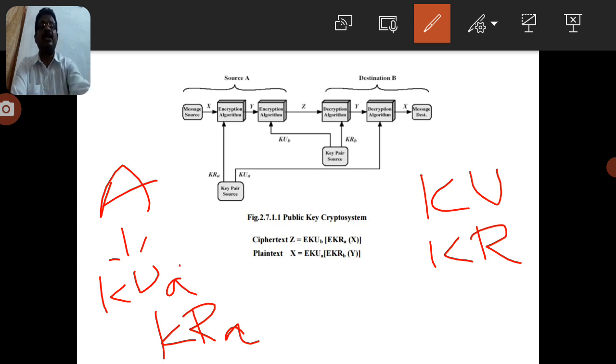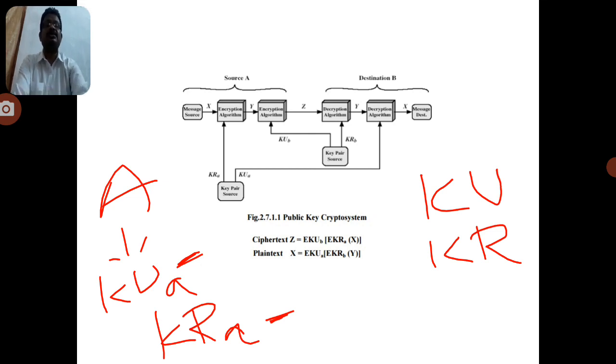Consider KUA here. This is the public key KU of user A, so we write KUA, with A as a suffix. Similarly, the private key KR of user A is represented as KRA. So user A generates the pair of keys KUA and KRA, the public key and the private key, and user B generates the pair KUB and KRB, the public key and private key of user B. This is the first point: each end user can generate a pair of keys.